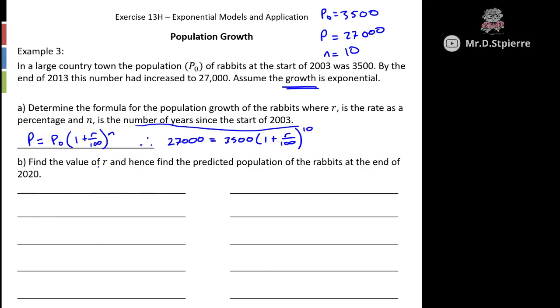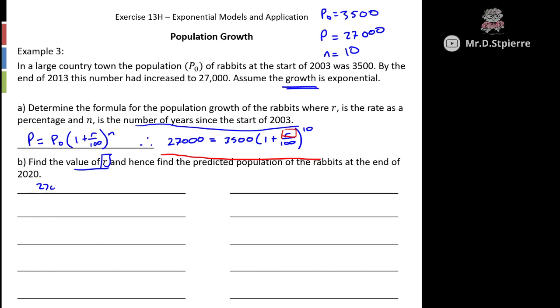Okay. Find the value of R, and hence find the predicted population of the rabbits at the end of 2020. So we need to find the rate of growth as a percentage, and this will be a per year percentage because that's what our time unit is in. Right, so we're pretty much going to solve. We just need to solve this equation. The only thing unknown in it is our R. Okay, so let's start rearranging that.